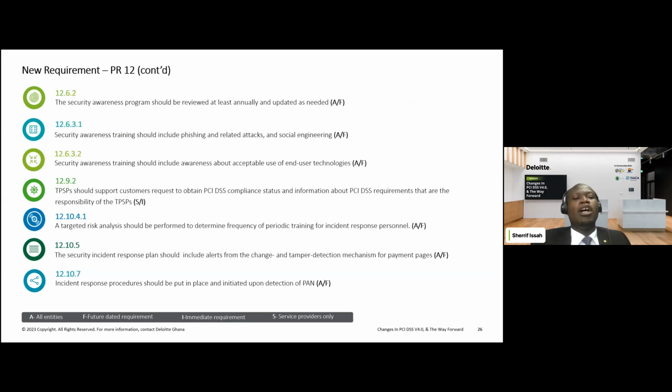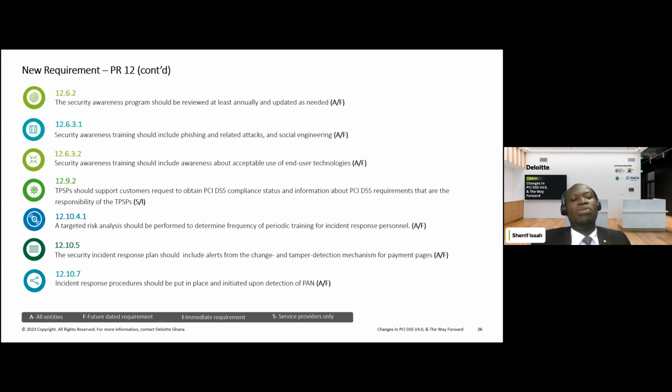Now we'll move on to the next batch of new requirements in version 4, the principal requirement 12. So 12.6.2 says that the security awareness program should be reviewed at least annually and updated as needed. So we should have a security awareness program. For month 1, these are the kinds of awareness I'm going to do, and these are my target audience. Month 2, this is what I'm going to do. So this plan needs to be reviewed and updated annually so that if there are new changes, especially within the security landscape, in terms of historical data or incidents you have, they help you shape your awareness plan or program.